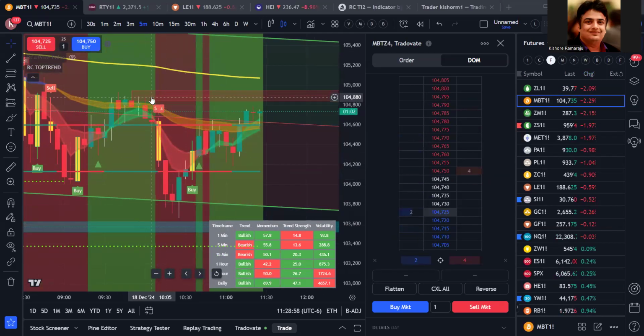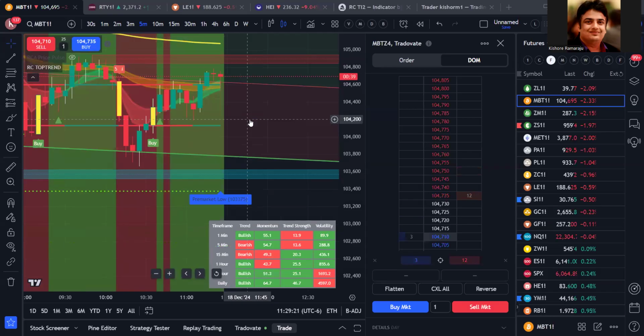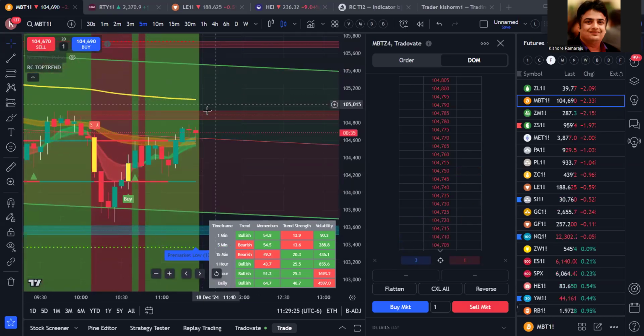So you can make profits with the Bitcoin. You can also buy the BITO puts, or you can do HUT puts, you can do CLSK puts, you can do MSTR puts. Just by watching this one, you can take multiple trades. Again, if it touches this and I get a sell signal, again I can enter short and I can make profits. So always wait for price to touch this and wait for a buy, or price should touch this, wait for a sell.